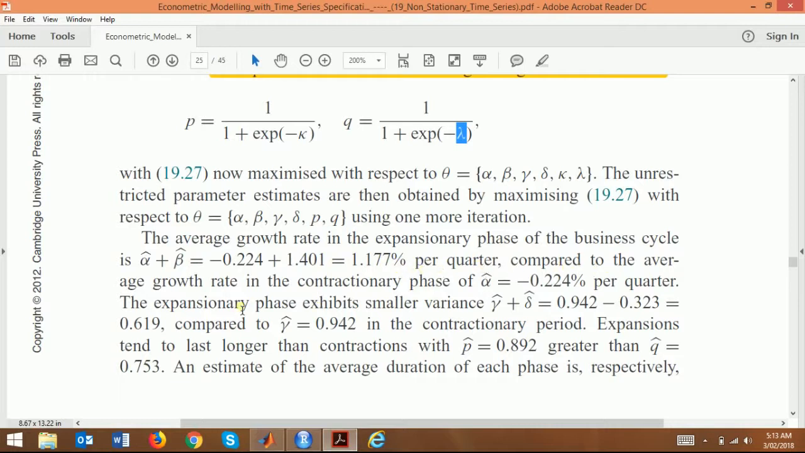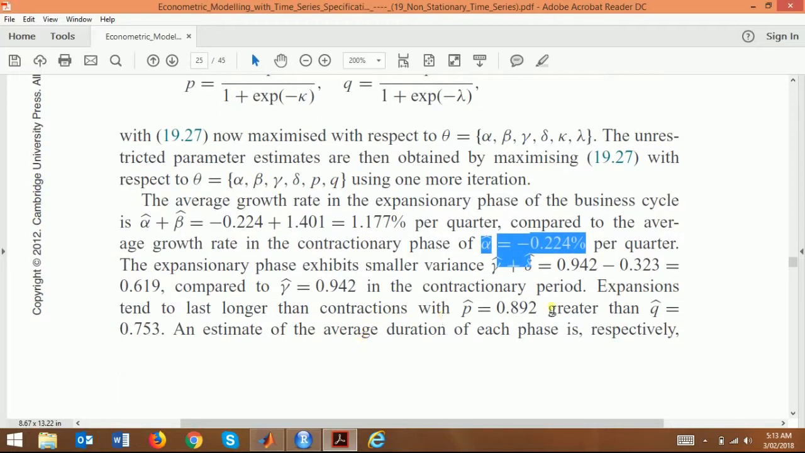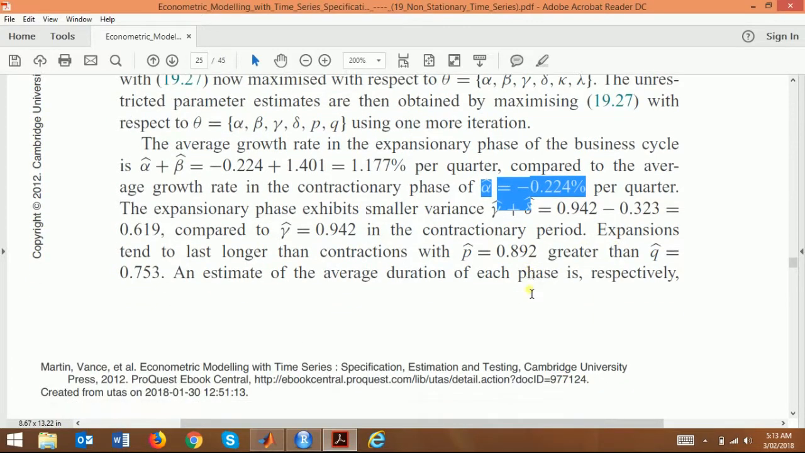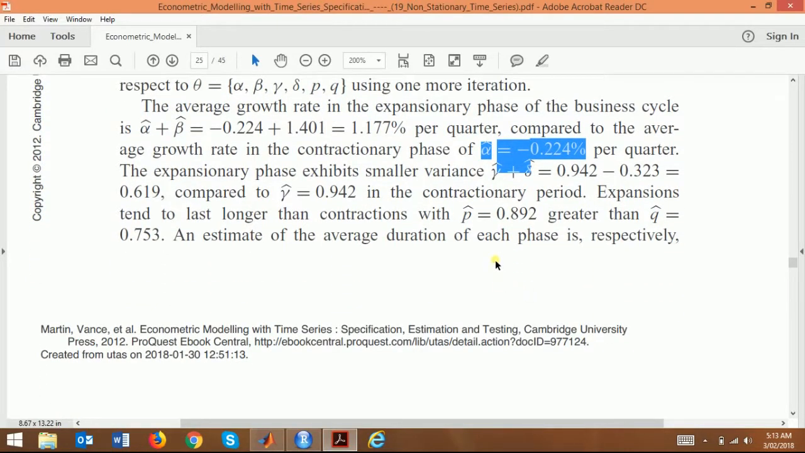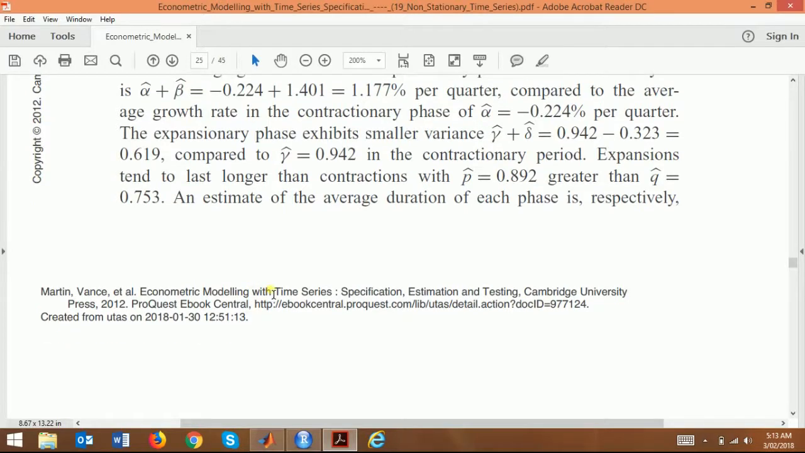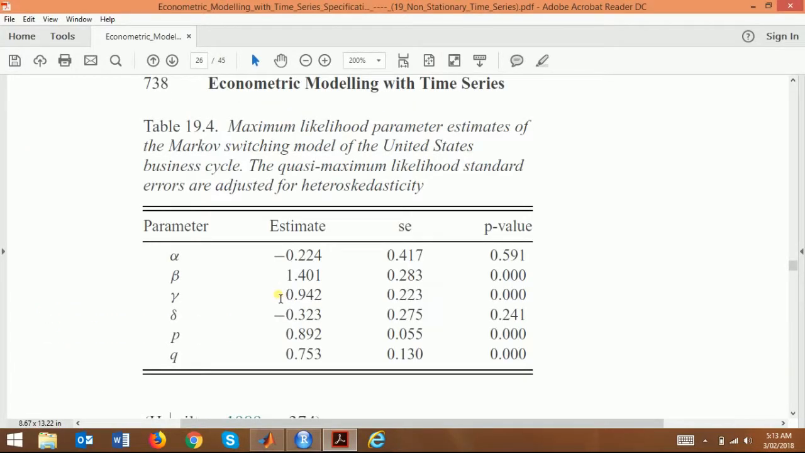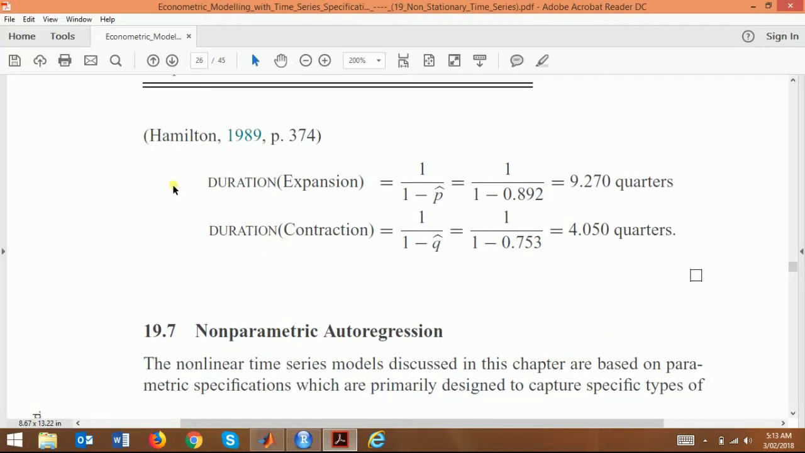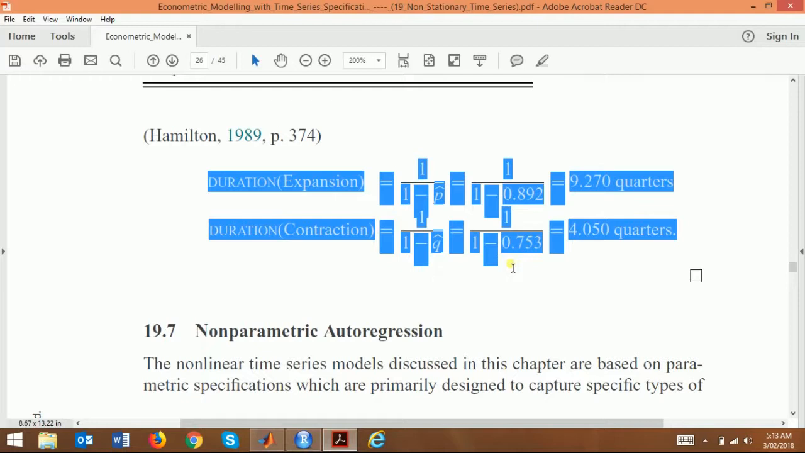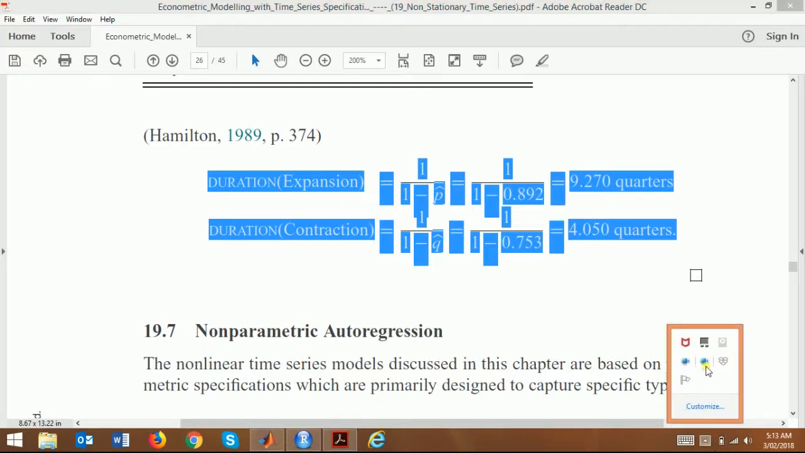1.177% compared to the average growth rate in the contractionary phase. So we have been able to concentrate out how much growth rate we find in the contractionary phase, how much variance is in the contractionary period, how much growth rate is in the expansionary period, even how much longer the contractionary period is compared to the expansion period. So beautiful, right? First of all, this allows us to find the duration of both the two different periods. It allows us to find estimates for each different period. So that is quite interesting, and let's move forward from here.